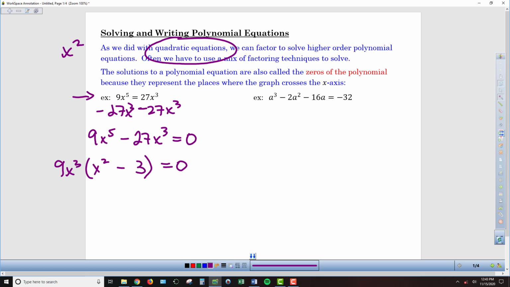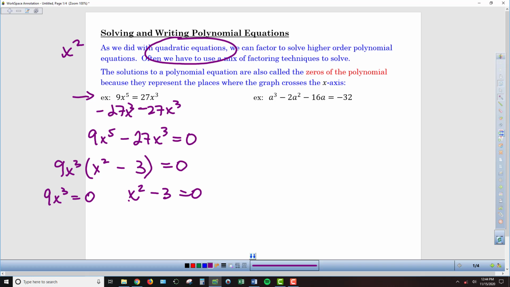And so now we're equal to 0. And so I look inside those parentheses, and that's not a factorable expression. X squared is a perfect square, but 3 is not. So I'm not going to be able to factor this any farther, but I am in a position where I'm going to be able to find the solutions to this equation by taking these two pieces and setting them equal to 0.